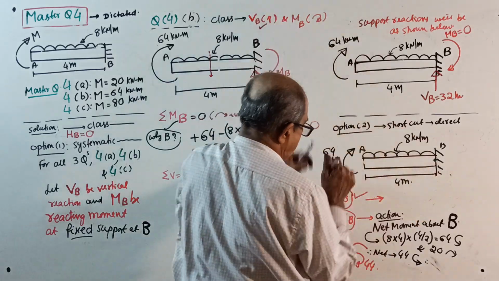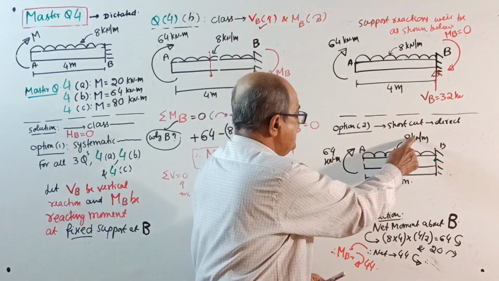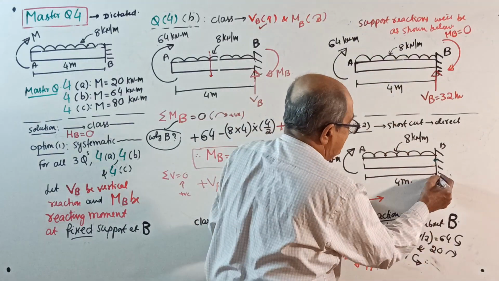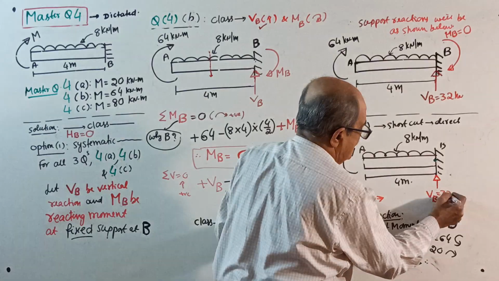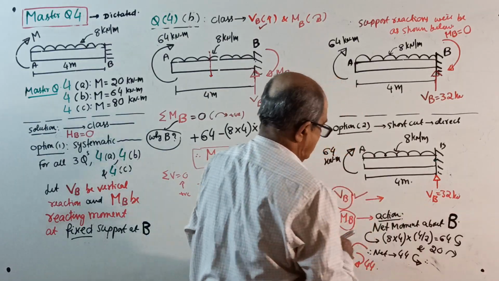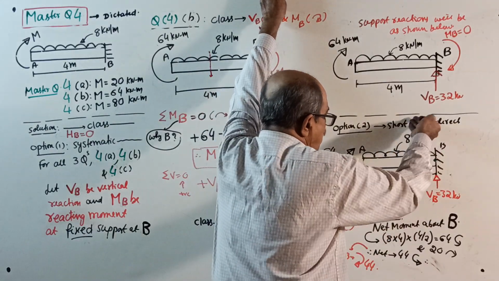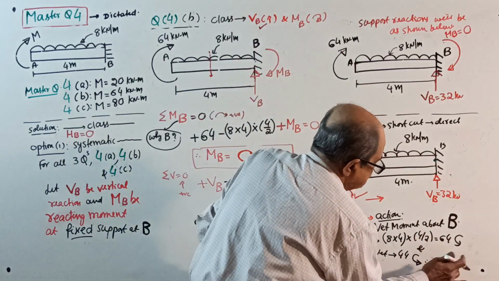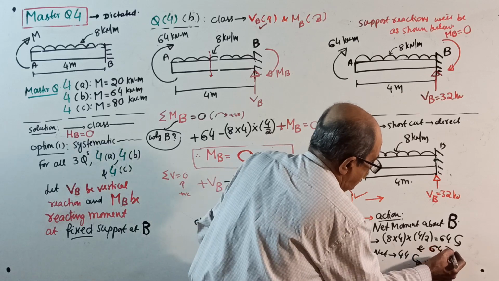First, you show the beam. Okay, start. VB. Only vertical loading. 8 into 4, 32 down. So, reaction is 32 up. Thousands of times told. 32 kilonewton. Then, net moment about action. 8 into 4 into 4 by 2, 64 anti-clockwise, and also a couple of 64 clockwise.